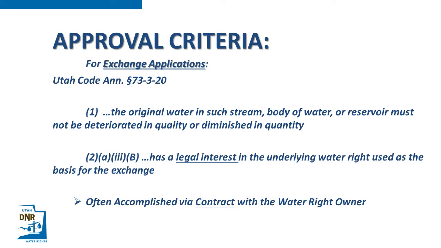Exchange applications are another common type of application. They are covered under Section 73-3-20 in Utah Code. An exchange application is typically filed when you have a diversion from one water source and you're exchanging it for another. The statute requires that there be no diminishment in quantity or quality of the water being exchanged. Exchanges must stay within the drainage in which the water right originated.